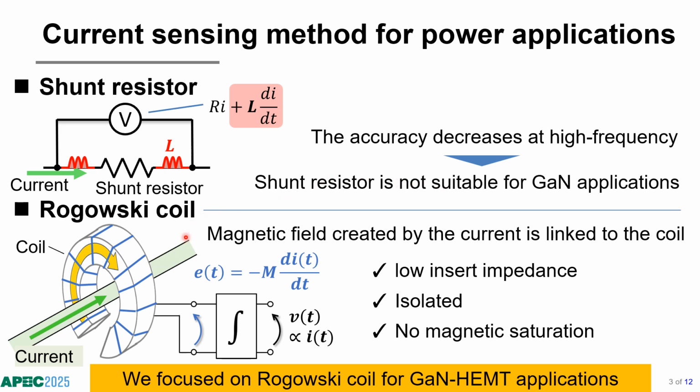So a shunt resistor is not suitable for GaN applications. The current sensing methods include the Rogowski coil. The Rogowski coil consists of an air core coil and an integrator. The current can be sensed by linking the magnetic field created by this current to the coil and integrating the voltage across the coil. So we focus on the Rogowski coil because of its features of low insertion impedance, isolation, and no magnetic saturation.